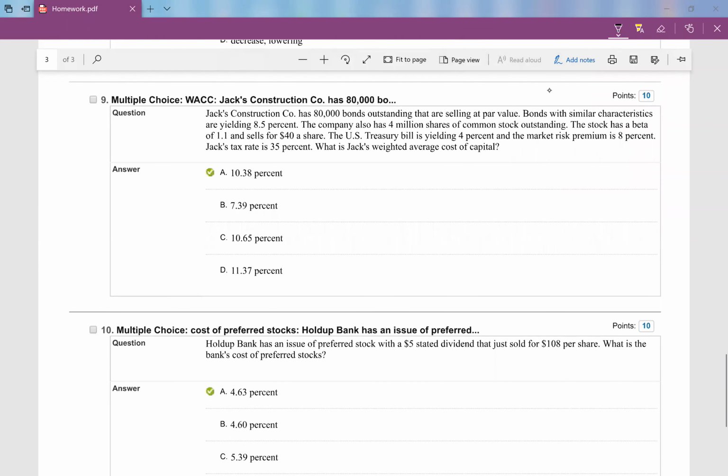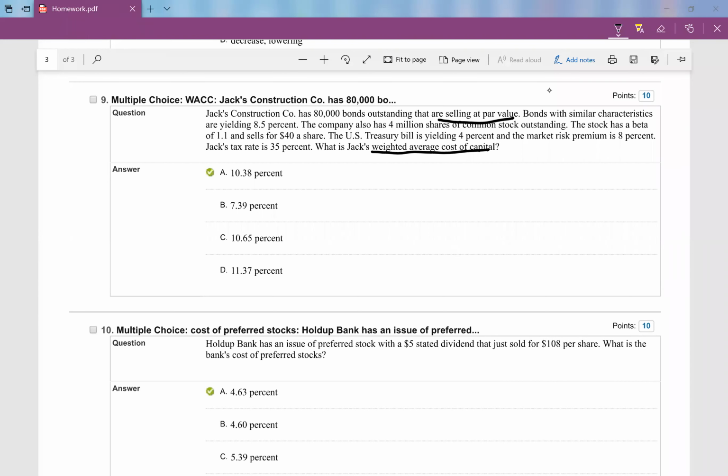Next are calculations for WACC, the weighted average cost of capital. Let's see the details. JAC is a construction corporation, and this corporation has 80,000 bonds outstanding, selling at par value. The bonds have similar characteristics.